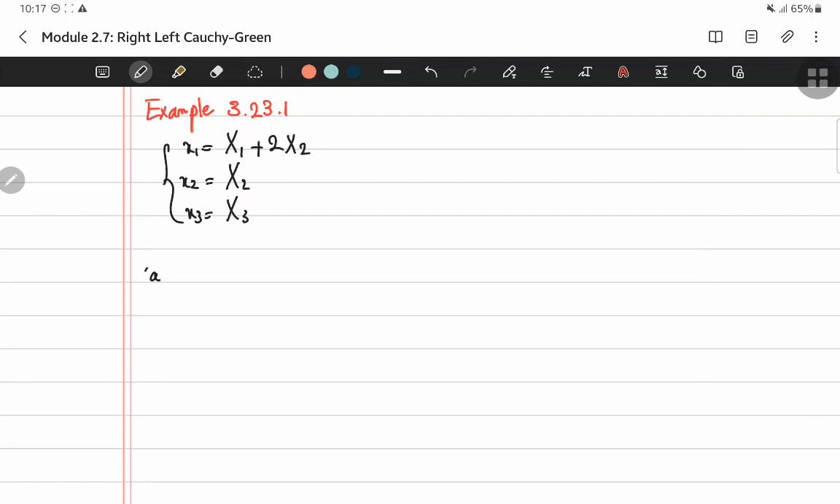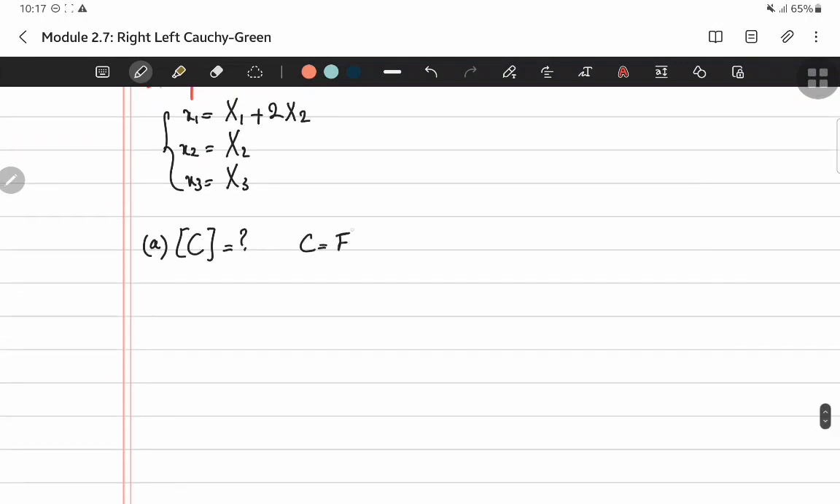So in the first part, it says to obtain C. What is this tensor? We know that C is equal to F transpose F, and for this we have to first calculate F. F is the gradient of x, and here we have the partial derivative of small x1 with respect to X1, x2 with respect to X2, and so on. Using these equations here, we have 1, 2, 0, 0, 1, 0, 0, 0, 1.